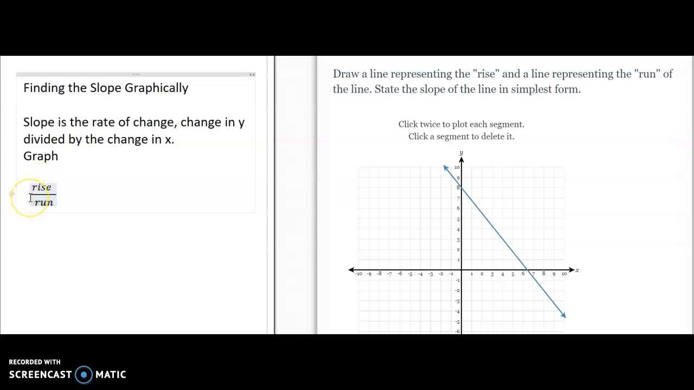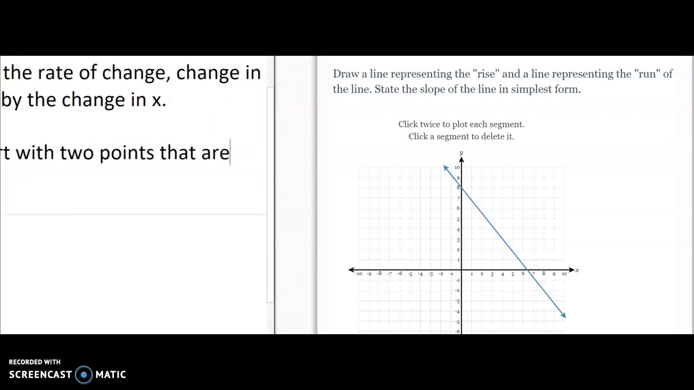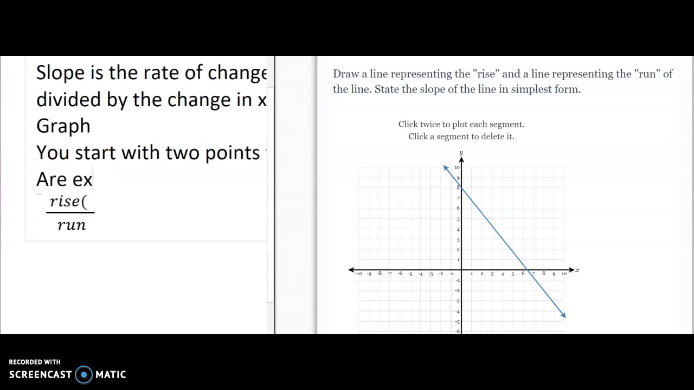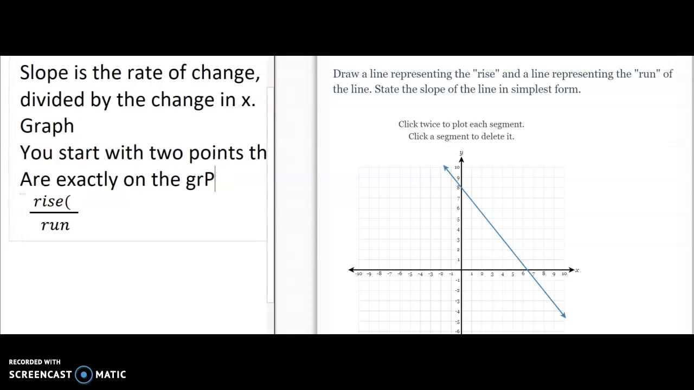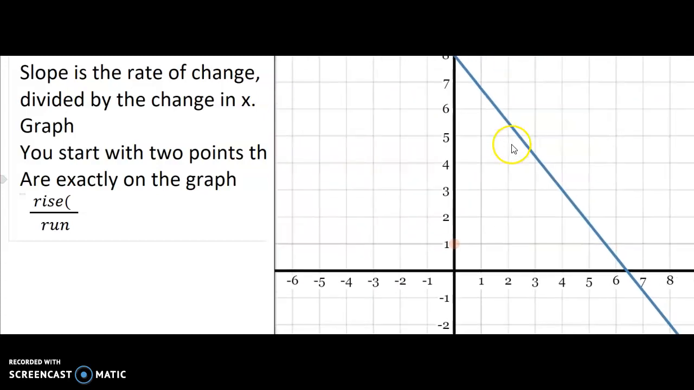And what that means is the rise is telling us you're starting at 2 points. So remember this, you start with 2 points that are exactly on the graph. And what I mean by exactly on the graph is that they intersect very clearly.